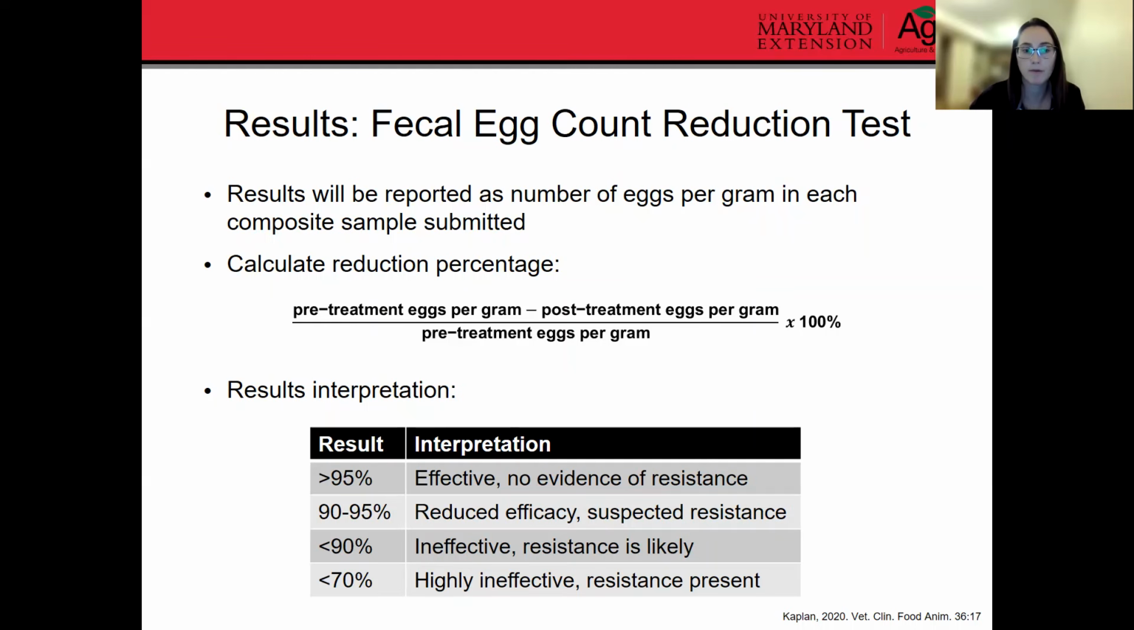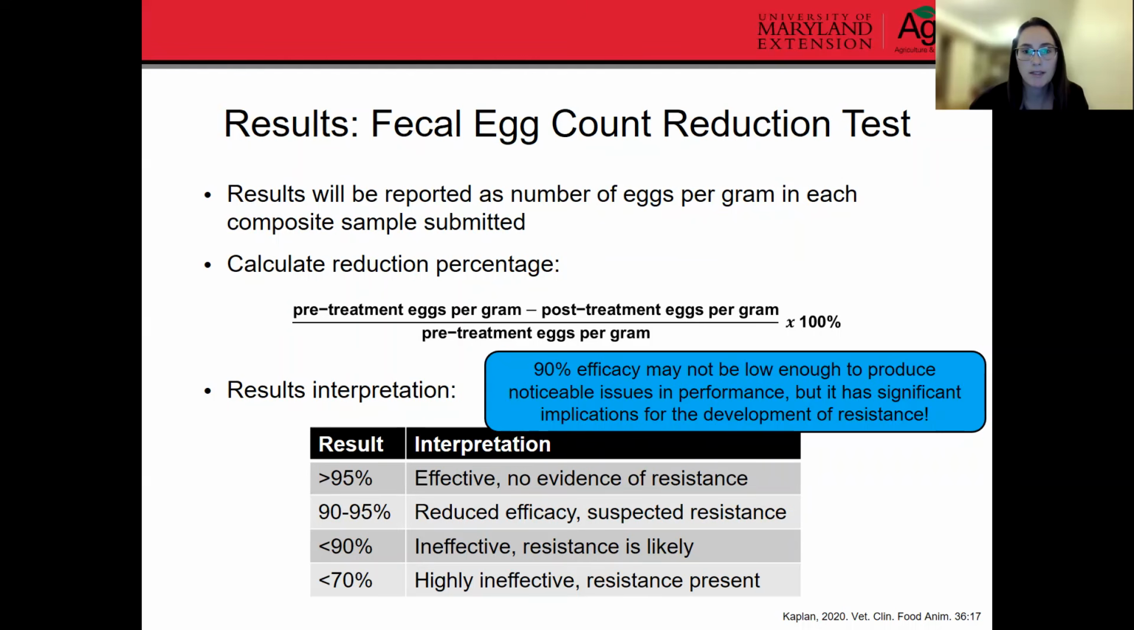90 to 95% reduction is kind of a gray area. We suspect that there's resistance in that case, but there's a bit of error associated with that. So 90% efficacy may seem pretty good, but it's actually not low enough to produce noticeable issues with performance, though it does have implications for the development of resistance. If you think about it, that means you're still leaving 10% of the worms in the animal that are resistant, and they can proliferate over time, and that's how the story goes.